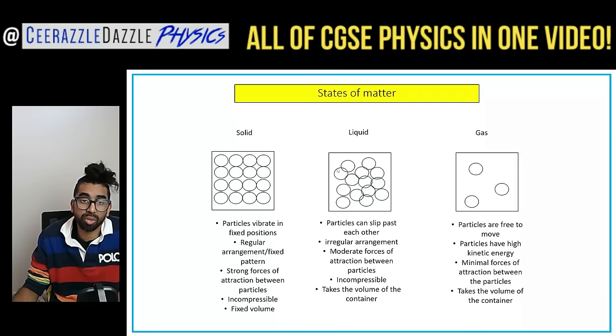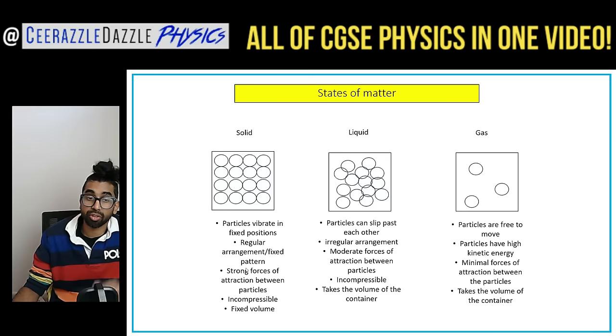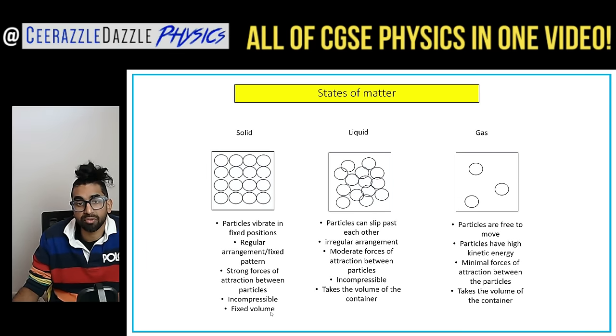States of matter. There are three states of matter: solid, liquid, and gas. First of all, I've drawn them out over here. This may be a question, so make sure you can draw them out. First of all, in a solid, the particles vibrate in fixed positions. They're in a regular arrangement, a fixed pattern. There are strong forces of attraction between the particles. It's incompressible and it's a fixed volume.